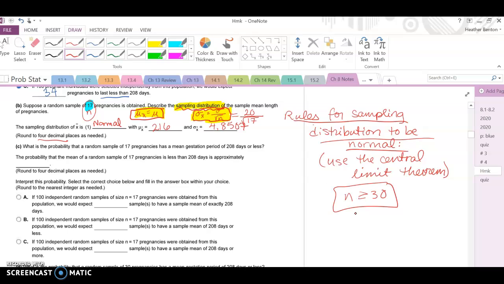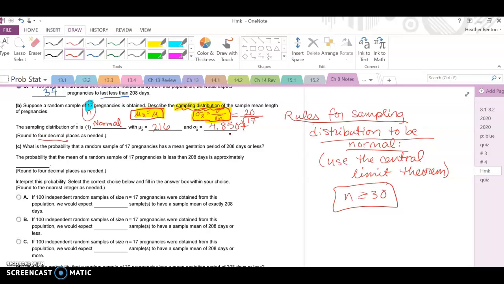All right, so the mean of our sample will be the same as the mean of our population. And then our standard deviation, or sigma, will be 20, because that was the population standard deviation, divided by the square root of our sample size n, which was 17. And that comes out to 4.8507 to 4 decimal places.